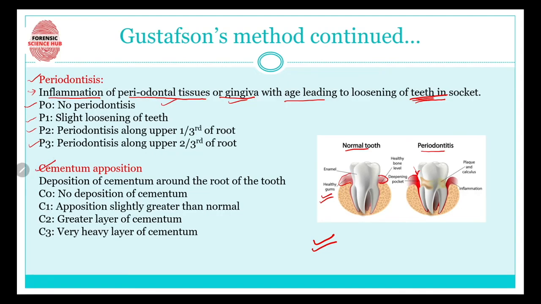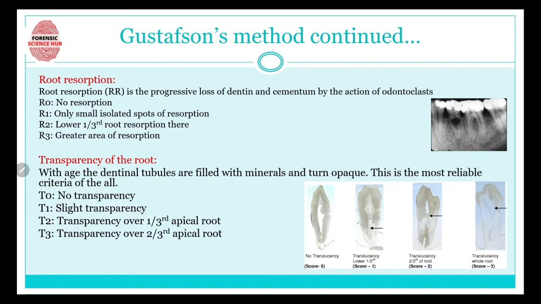Alright, so coming back to the fourth criteria, that is the cementum apposition. That means the deposition of cementum around the root of the tooth. So C0 means that there is no deposition of cementum. C1 means apposition is slightly greater than normal. C2 means there is greater layer of cementum, and C3 means there is very heavy layer of cementum.